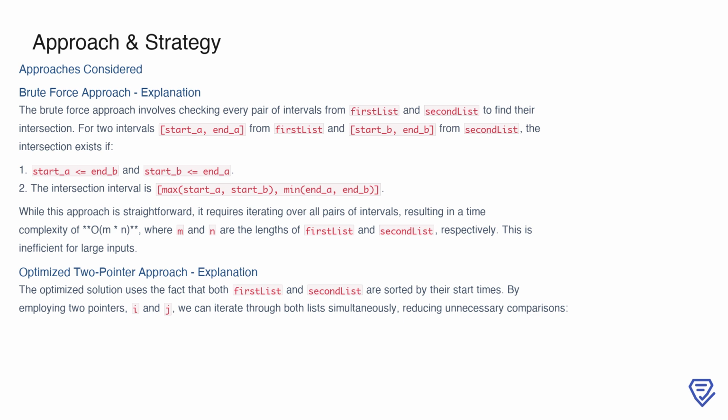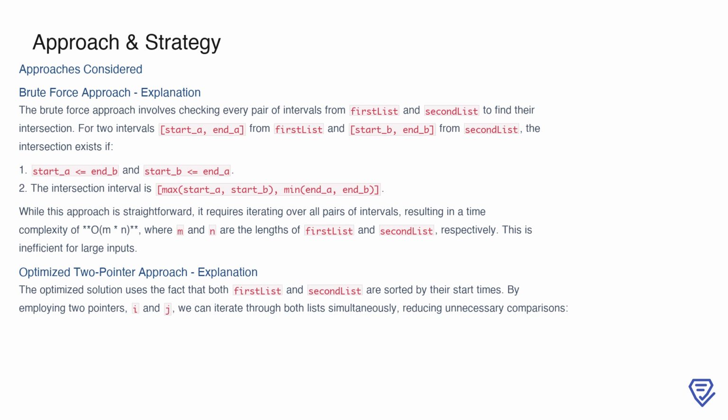For each pair of intervals, say, start_a, end_a, from the first list and start_b, end_b, from the second list, an intersection exists if the intervals satisfy two conditions: start_a must be less than or equal to end_b, and start_b must be less than or equal to end_a. If these conditions hold, the intersection can be calculated as max(start_a, start_b), min(end_a, end_b).